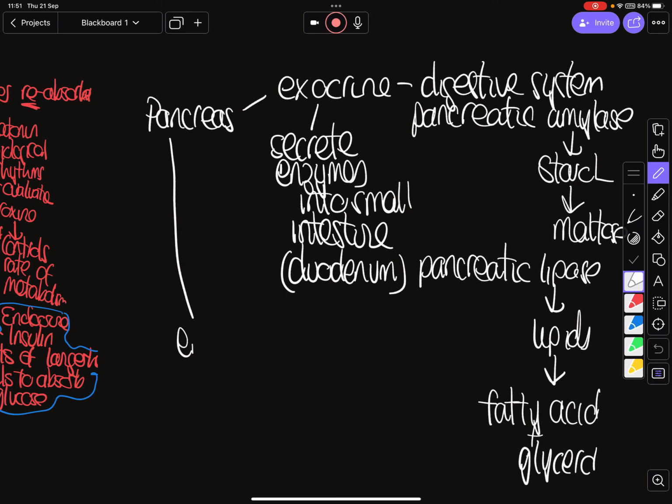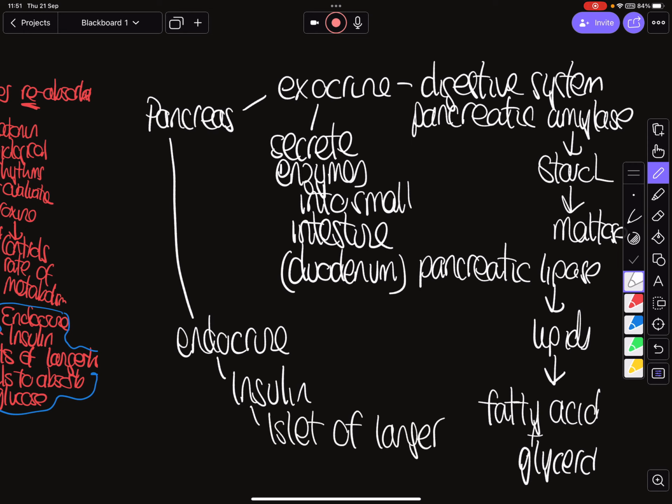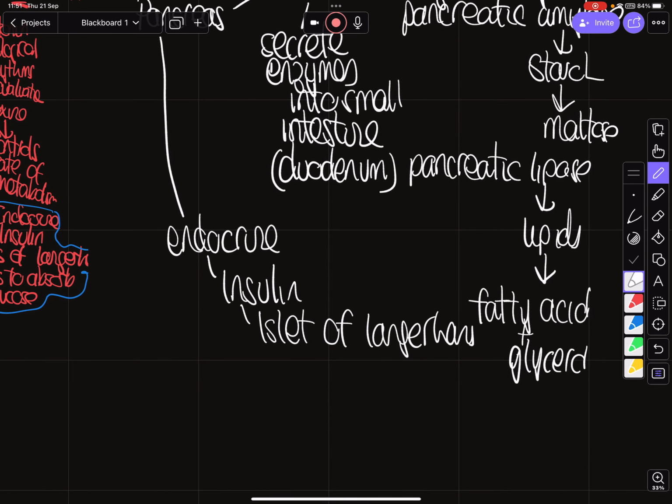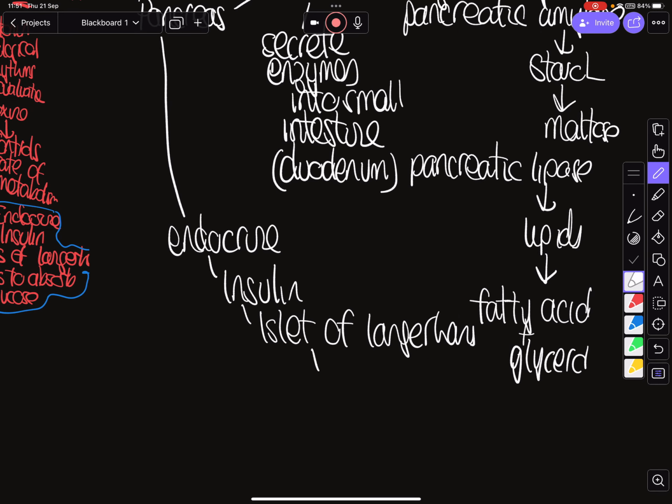And as you said earlier, the endocrine function is going to come from, it's going to produce insulin. It's going to produce that insulin in the islets of Langerhans. It's going to go straight into your blood supply. And its job is to make cells absorb glucose.